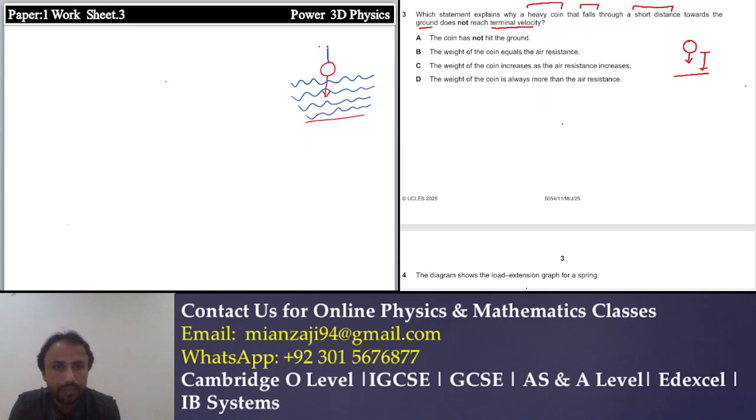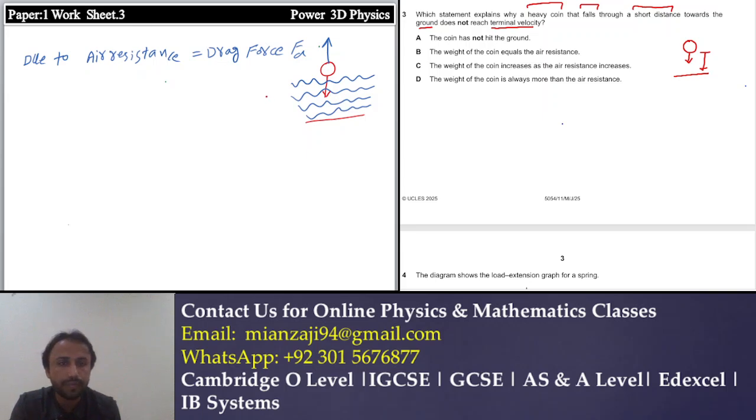It means there is an upward force due to this air, and this is known as the drag force, that is acting vertically upward. This is known as drag force, F D. This is due to air resistance. And this coin is falling toward the ground.